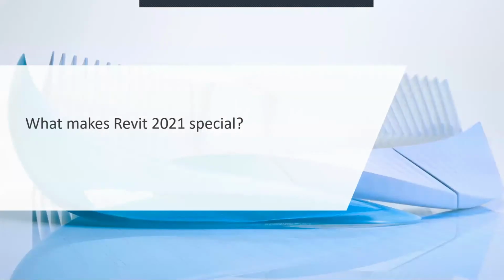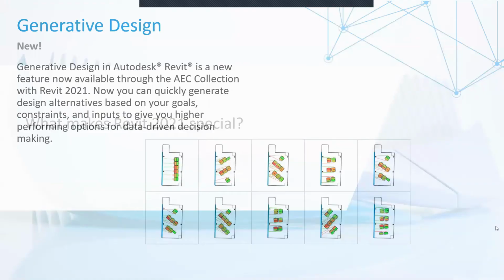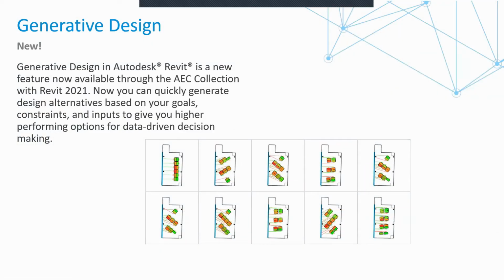Okay, so we'll now look into what makes Revit 21 so special. Basically you've got generative design as part of your tools, as part of your product series within the AEC collection. So the tool is now available for you to start delving into it, start using it to actually assist in your everyday design and program environment.